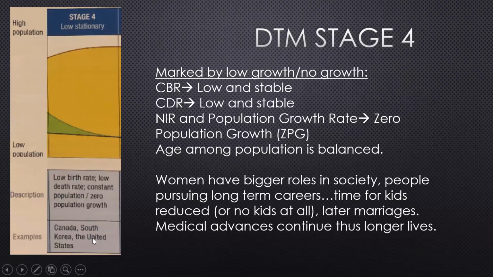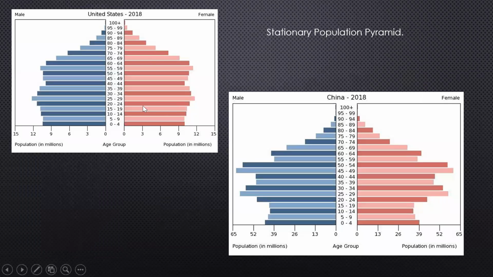So some examples: Canada, South Korea, the United States, or China. We call these stationary population pyramids. And we can see that it's generally speaking even here, from the ages of 0 all the way to, in some cases, the 60s, on average.